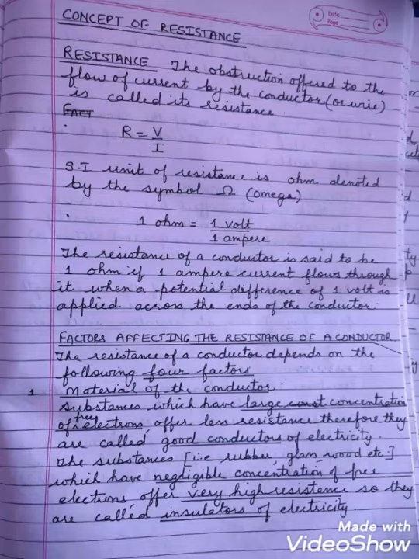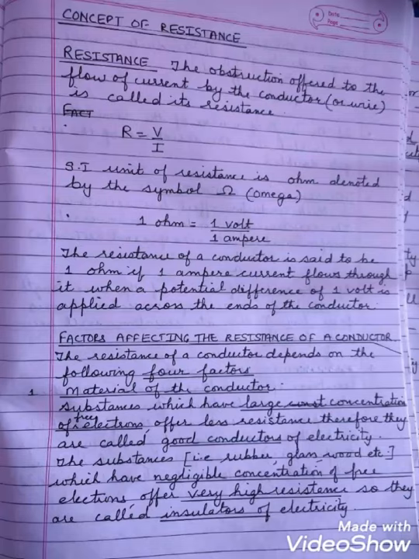There are a number of factors which affect the resistance of a conductor. The first one is the material of the conductor. Those substances which have large concentration of free electrons, they offer less resistance, therefore they are called good conductors of electricity. The examples are like the metals, right? Most of the metals, they are the good conductors of electricity.